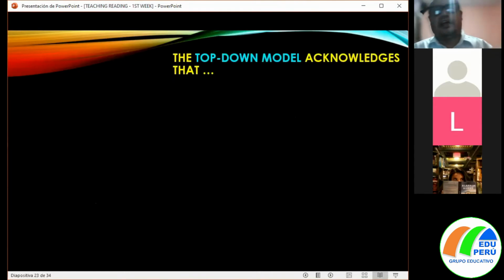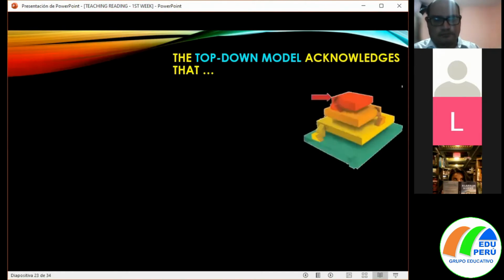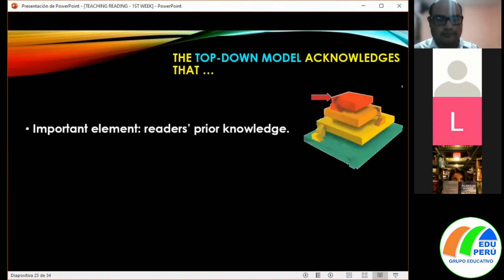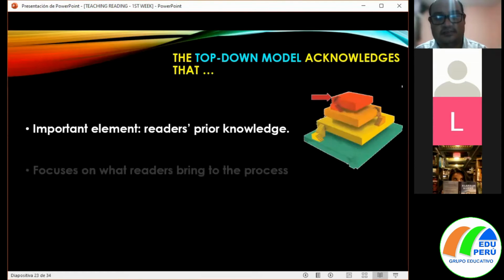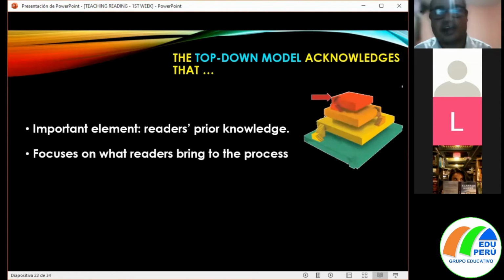The top-down model acknowledges that, what is the important element in this model? The reader's prior knowledge. Remember that. In this theory and in this model, the most important element is the reader's prior knowledge. What the reader already knows about the language, about the world.